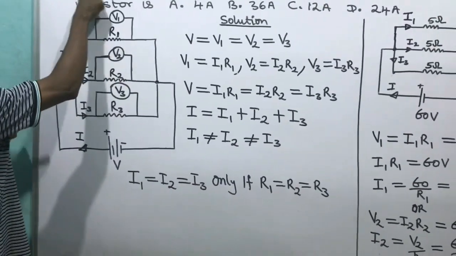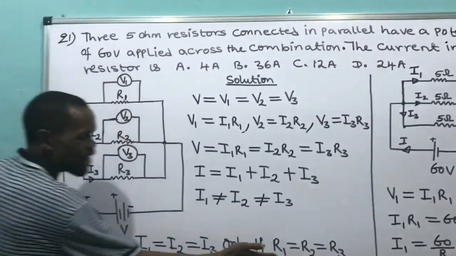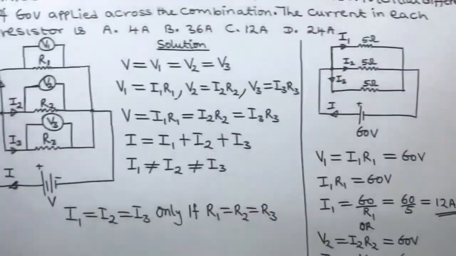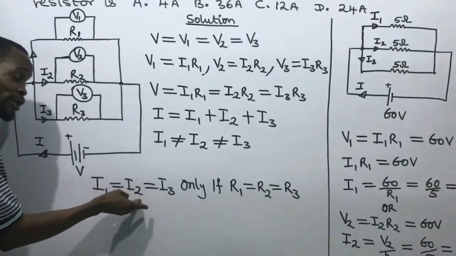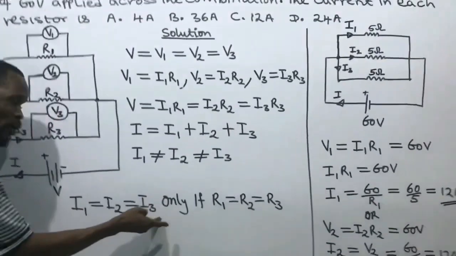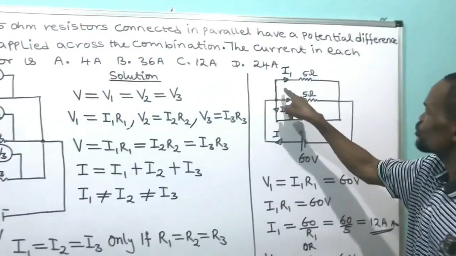Look at it. There's 5 ohms. That means the resistances are equal. That means R1, R2, R3 are the same, which is 5 ohms. Therefore, current 1 will be equal to current 2. Current 2 will be equal to current 3. But let's go to the question. Come over here. We'll come back to the question to solve it.